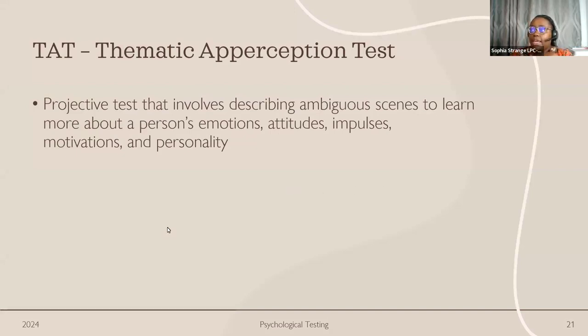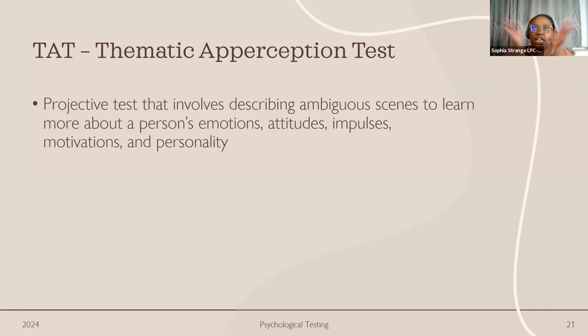The TAT, the thematic apperception test, is a projective, so it tells us where we're going. When you think projective, think throwing towards the future. It's telling us that if we continue now without interventions, we can ascertain that this is going to go this way. So you want to layer your projective test with a test that tells you where you are now, and then the projective test tells you where you're going from that point, if that makes sense. It involves describing ambiguous scenes to learn more about a person's emotions, attitudes, impulses, motivations, and personality.